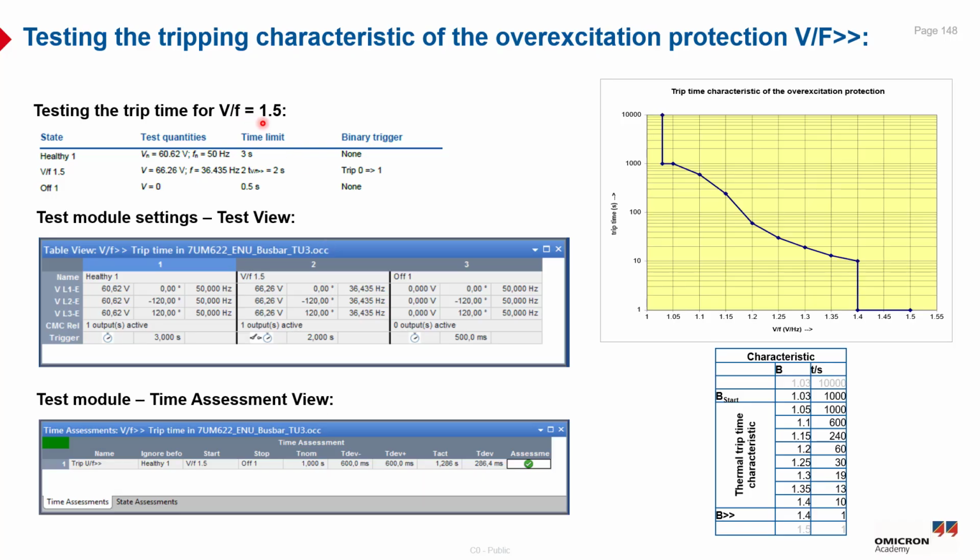And if you look at this value, it depends on the trip time characteristic on the right hand screen here. At 1.5, the trip time will be 1 second, as you can see. After 1.4 the trip time will always be 1 second. So we can inject state number 2 for 2 seconds, but we are expecting a nominal time of 1 second.